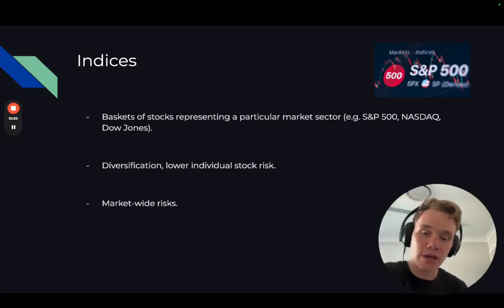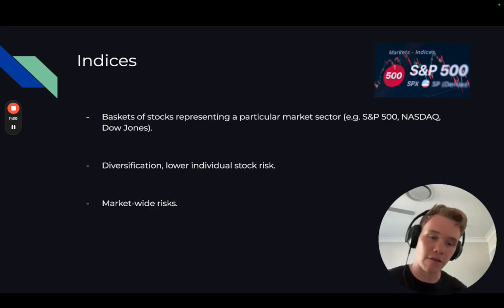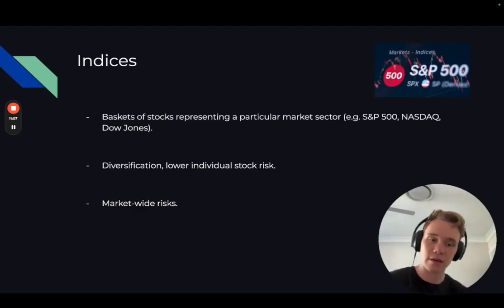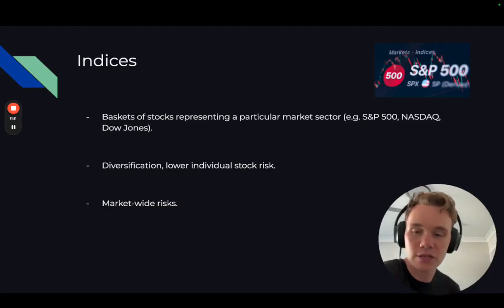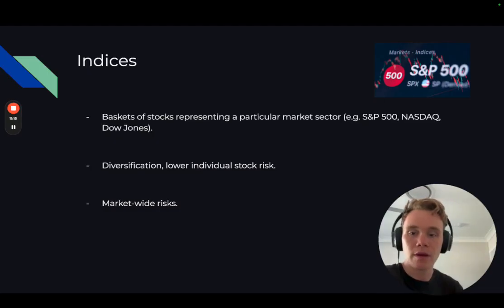However, they are subject to market-wide risks. So, for example, if you're in the S&P 500 or the Nasdaq, and there is a company-specific event that occurs, if it's a leading stock, it can bring the whole sector into maybe not into question, but into a little bit of volatility or uncertainty. So, there are benefits and drawbacks to each of them.